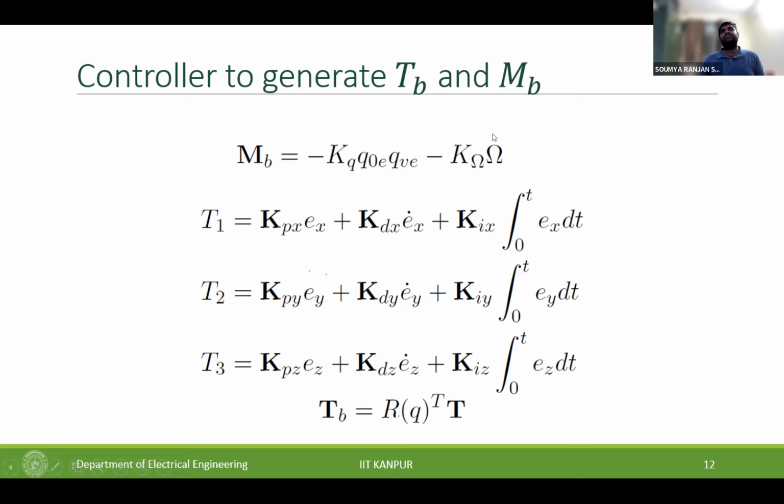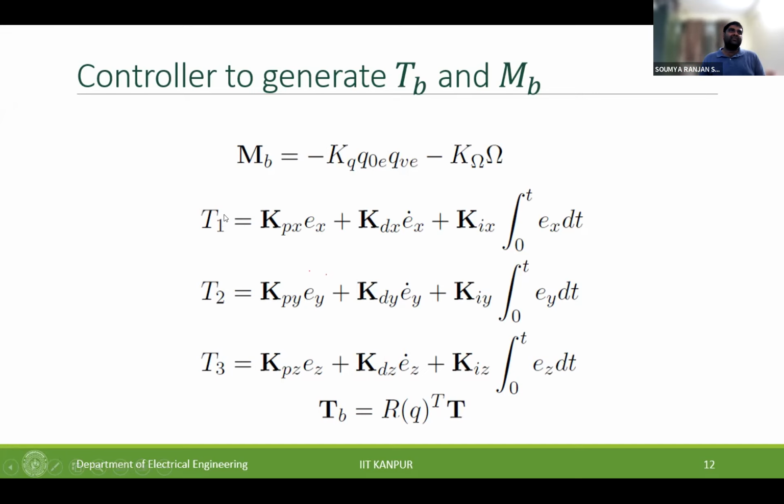This angular velocity is like the derivative of the quaternions. So this is the D gain that you have, and this is the proportional gain. This is responsible for generating the torque. And then T1, T2, T3 are nothing but the desired accelerations along the inertial X, Y, and Z. This comes from the errors that we get along X, along Y, along Z. So this is basically a PID controller that has been emulated.